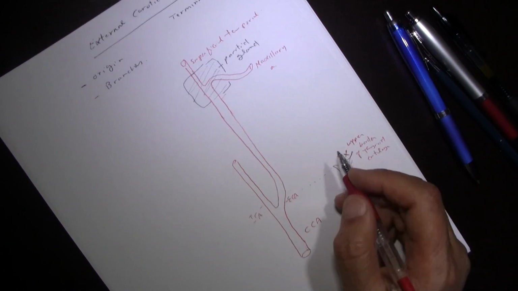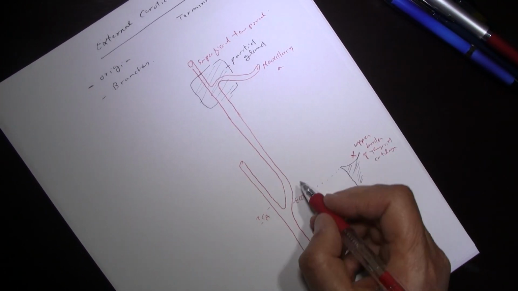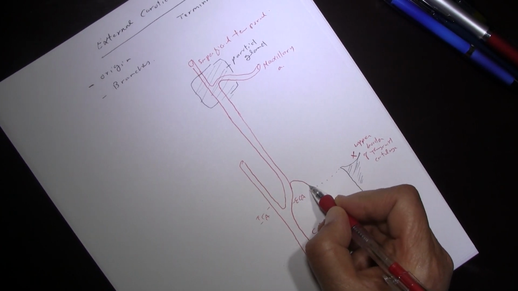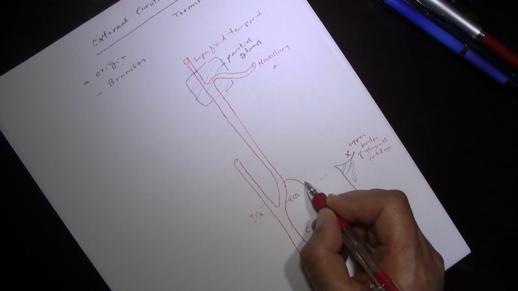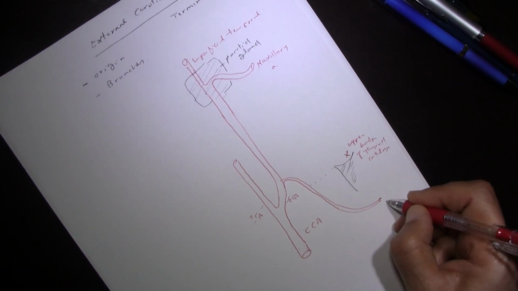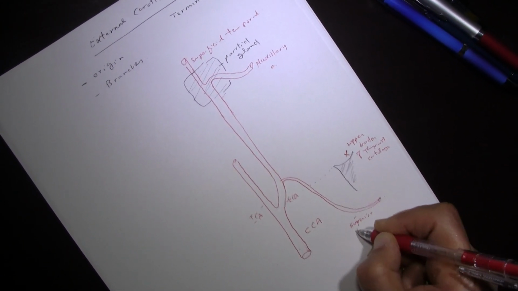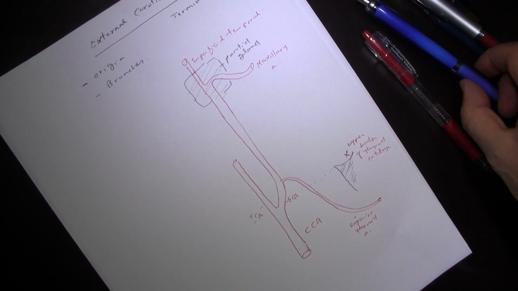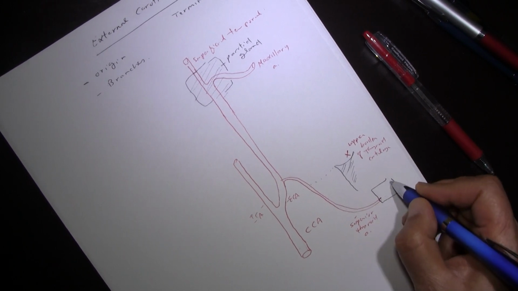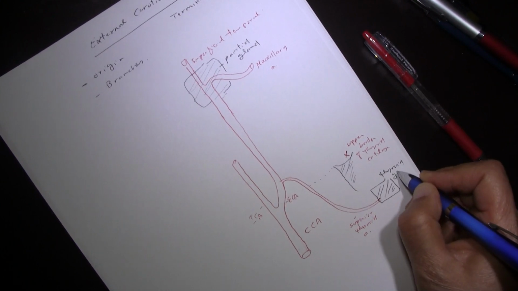What are branches? Branches of external carotid artery, it has three branches from the front. This artery, which descends to the thyroid gland, is called superior thyroid artery. So this is the first one from the front, is called superior thyroid artery, and is supplying thyroid gland. It is going to thyroid gland, okay.